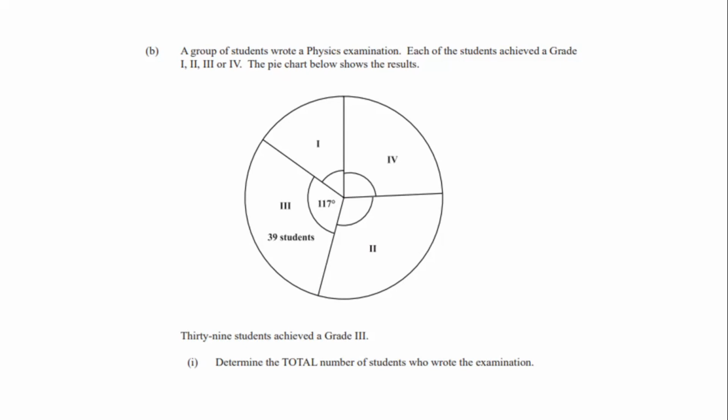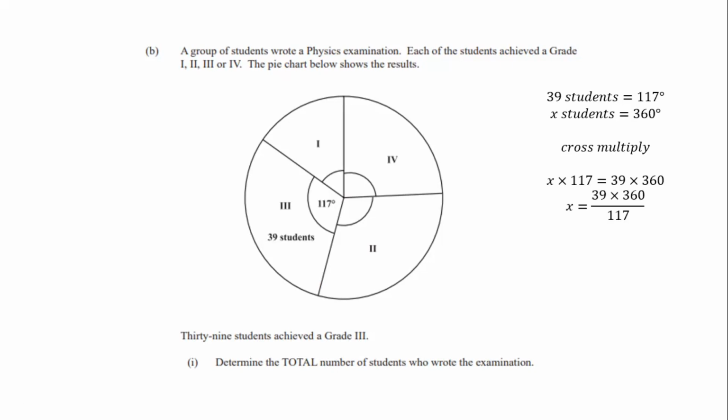So what we know is that 39 students is equal to 117 degrees. We know the total degrees that is attached to a circle, which is 360. So therefore, X students, which is what we're trying to find, is equal to the 360 degrees. So, we go ahead and we cross multiply. So what we'll have is X students multiplied by 117 degrees is equal to 39 students multiplied by 360 degrees.